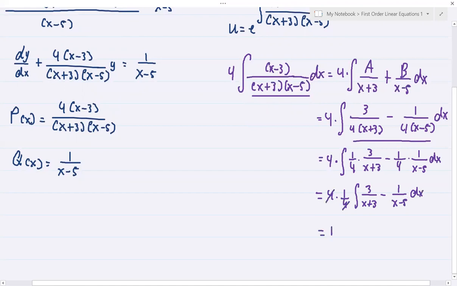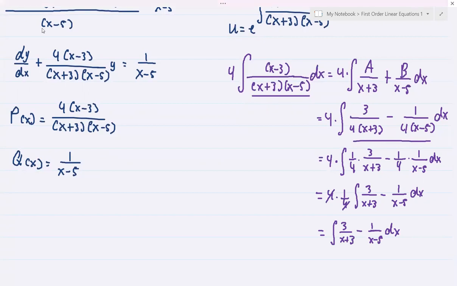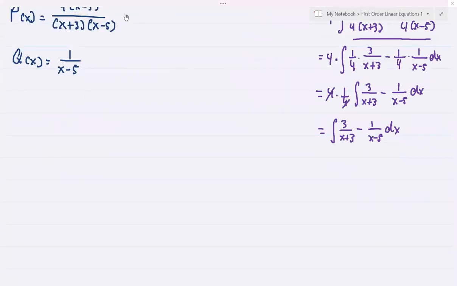We will have 1, or just simply invisible like that one. So we will have the integral of 3 times 3 all over x plus 3, minus 1 all over x minus 5. That's it. Now, what we're going to do is to integrate this one.